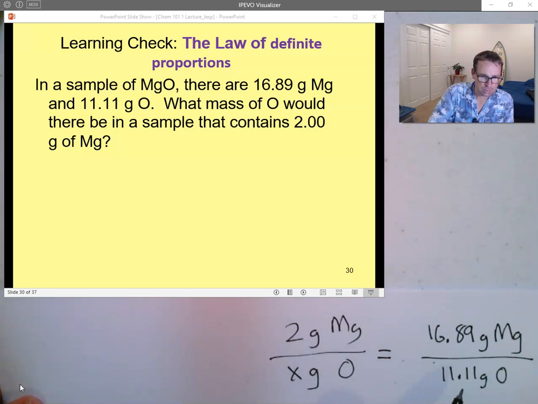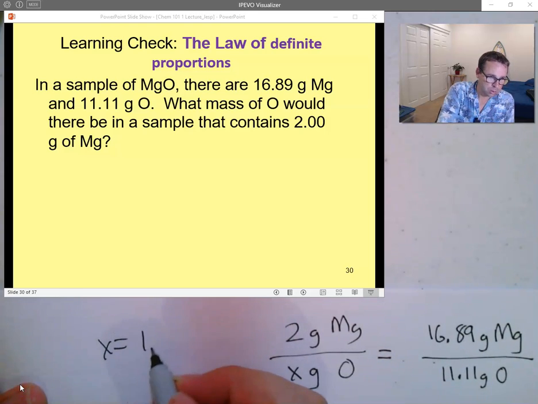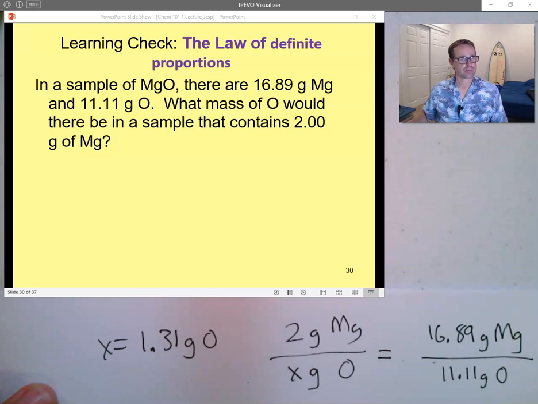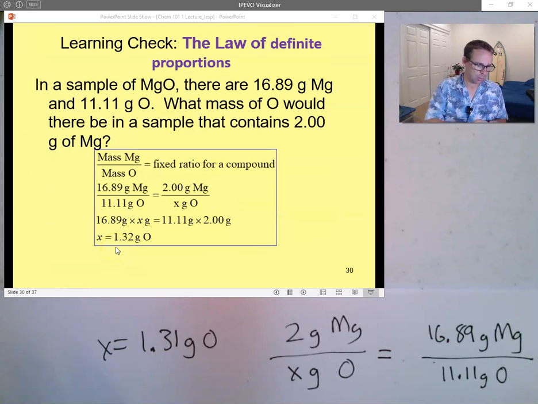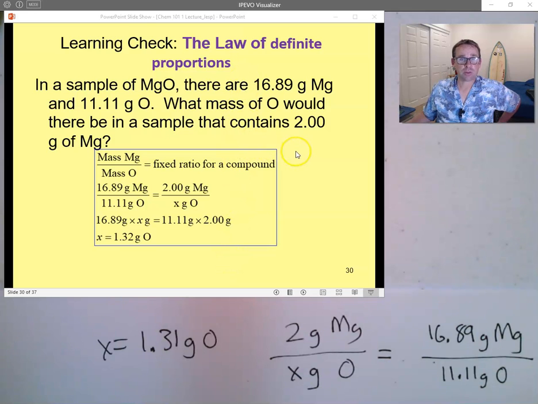I did 11.11 times 2 equals 22.22, and then divided that by 16.89. And the answer is 1.31. 1.31 grams of oxygen? Yeah. Okay, very good. That's right. Oh, was it 1.315 grams? It's okay. 1.31 grams. Very good. Excellent. Way to go. So, again, we could do that problem because of the law of definite proportions.